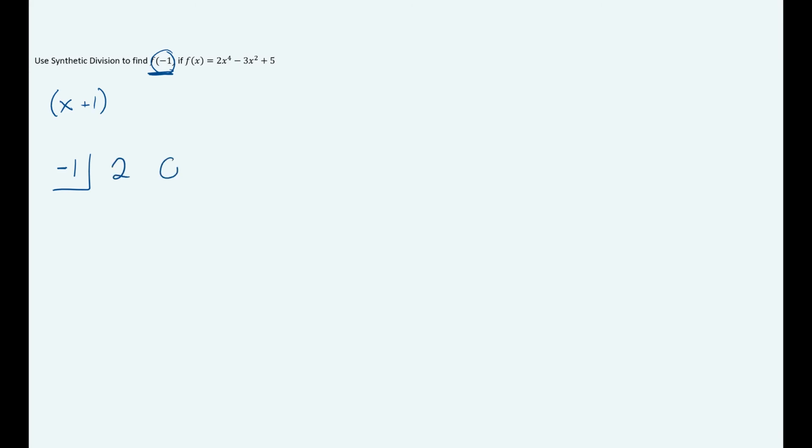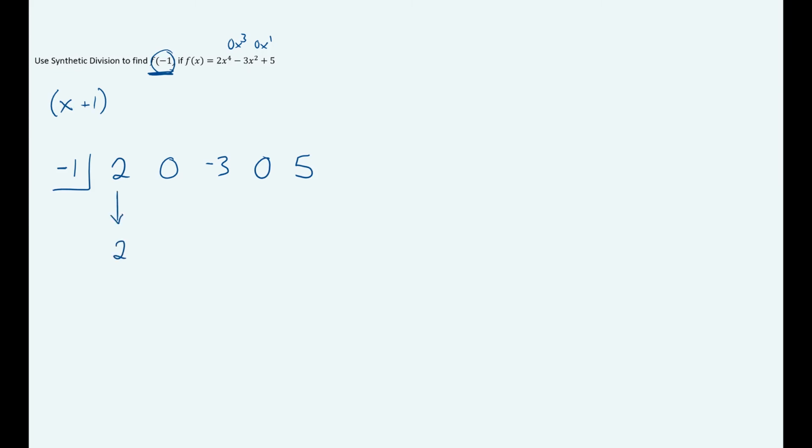This time I have to pay attention. The x cubed power was passed over, so I have to put in a 0 and then -3. Also, the x to the first power was passed over, so I have to put a 0 for that. My coefficients are listed out, so we can go through this process.